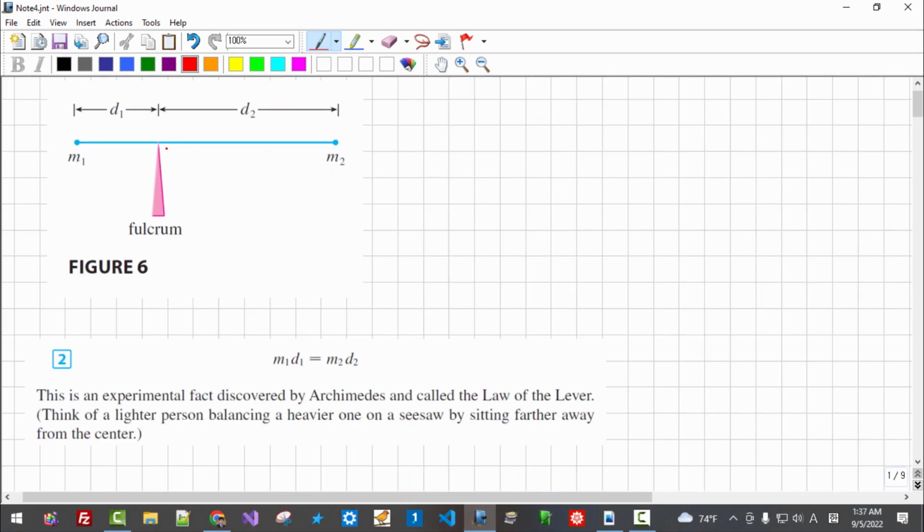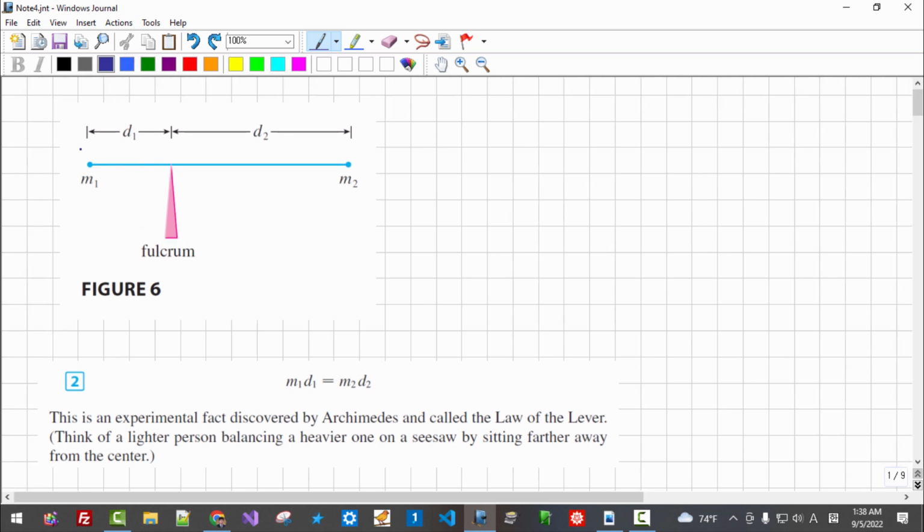Just so you know, the fulcrum's point is called pivot. Some people pronounce it differently, but I will pronounce it pivot. The position of M1 is called the point of application. So this position is also a point of application. If you understand the terms, you can read your text.